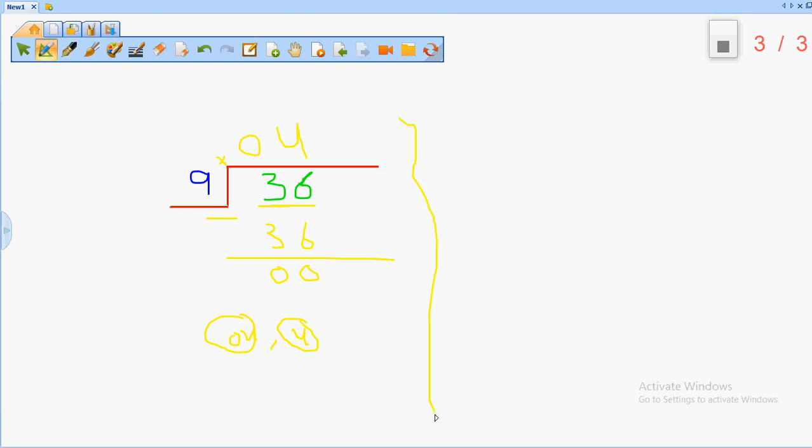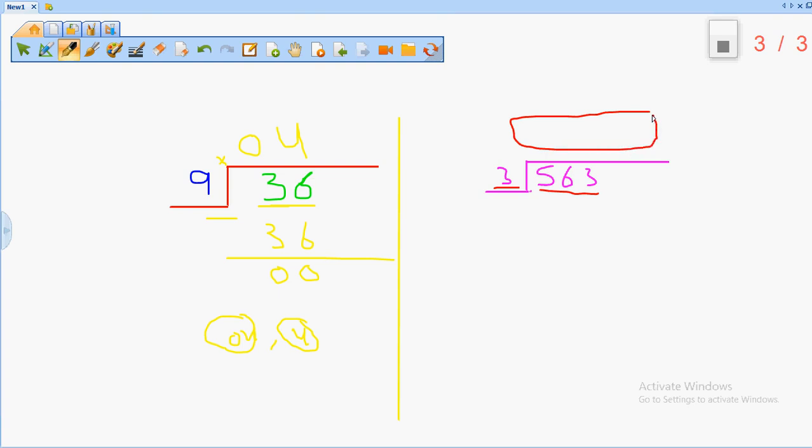Now let me give you another example. For example, if I want to divide 563 divided by 3. Again, the number inside is called the dividend, and the number outside the divisor, and the number here when we start dividing is called the quotient. Now, first of all, we have to take 5. 5 divided by 3, because the dividend here is greater than the divisor, so we can divide.